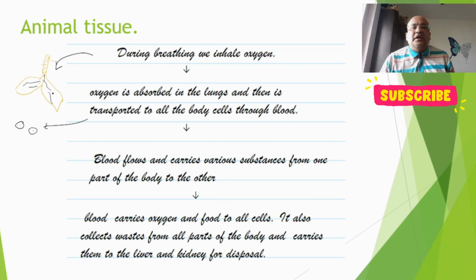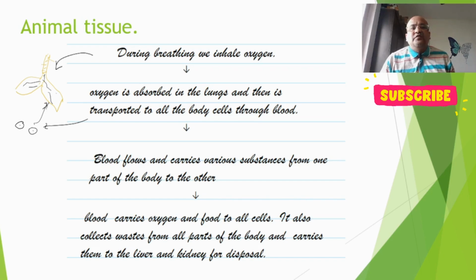Once the oxygen has been absorbed in the lungs, what happens? The blood takes the oxygen from the lungs. The blood flows and carries various substances from one part of the body to another, so it acts as a transportation medium. Along with oxygen, it takes all other nutrients to the different cells of the different body parts. So blood carries oxygen and food to all cells.